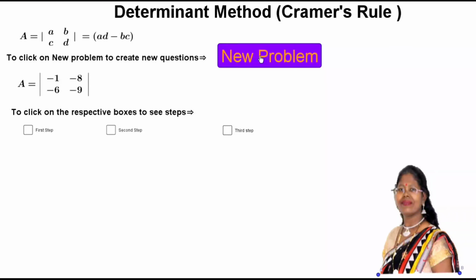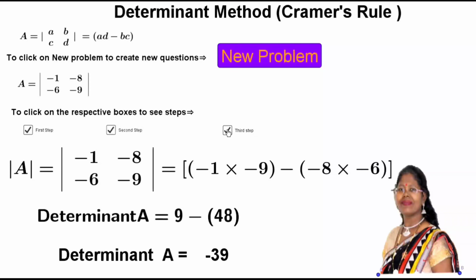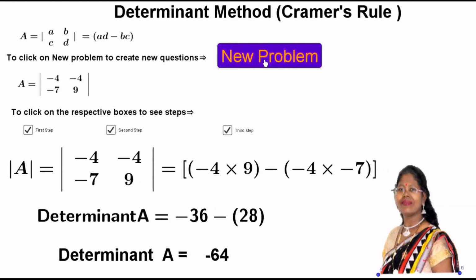Click on the new problem. New problem is created. Check the first step, then the second step and click on the third step. You will get the third step, that is the final answer. Determinant of A is equal to minus 39. 48 minus 9, minus 9, minus 39. Let's see the next problem.